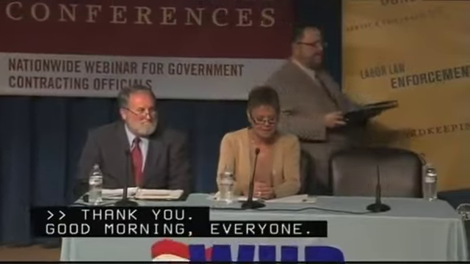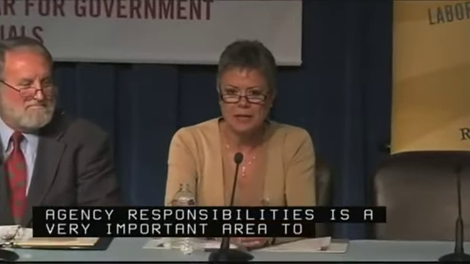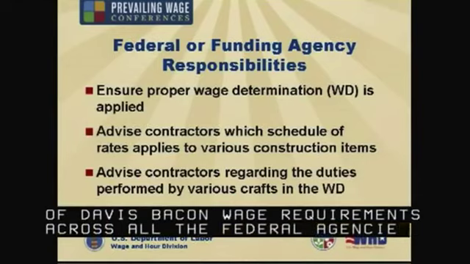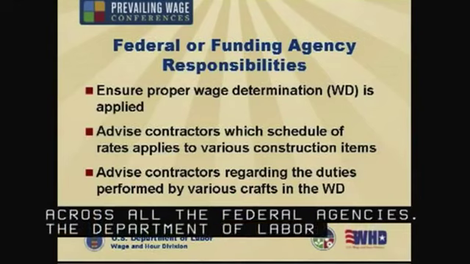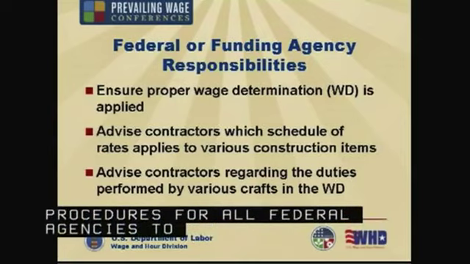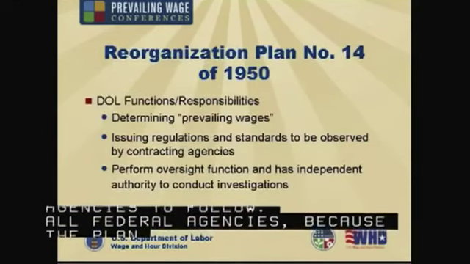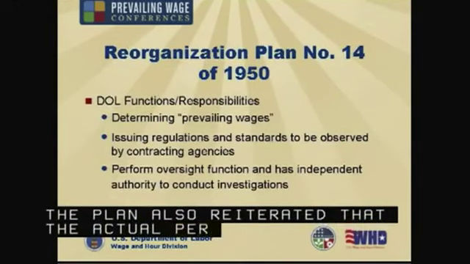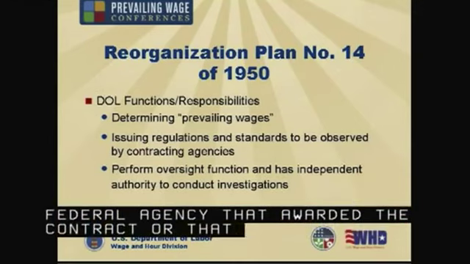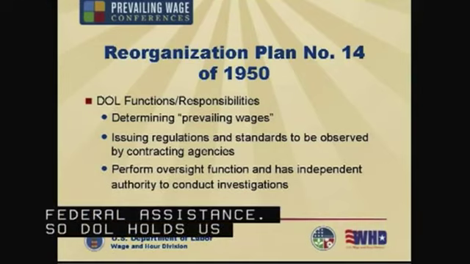Agency responsibilities, it's a very important area to cover. The reorganization plan number 14 of 1950 made the Department of Labor responsible and gave it the authority to coordinate the administration and enforcement of Davis-Bacon wage requirements across all the federal agencies. The Department of Labor establishes prevailing wage rates, sets standards, issues regulations, and prescribes procedures for all federal agencies to follow. And I said all federal agencies because the plan also reiterated that the actual performance of enforcement activities remained the responsibility of the federal agency that awarded the contract or that provides the federal assistance. So DOL holds us accountable for the proper execution of those duties.